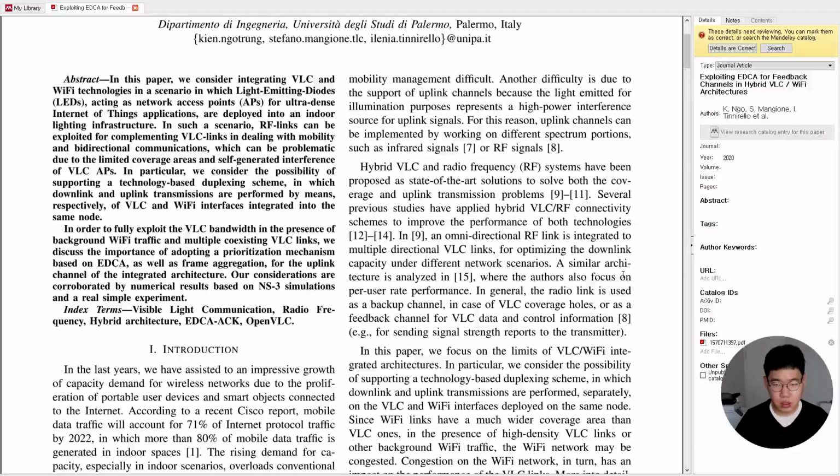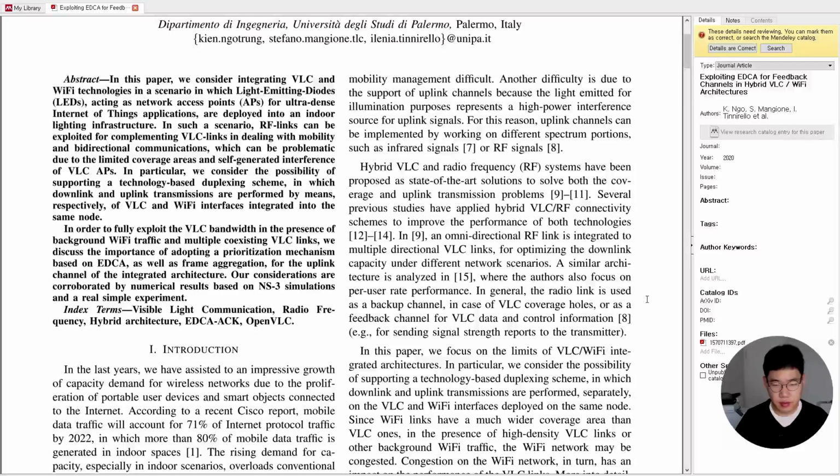where the authors also focused on per-user rate performance. In general, the radio link is used as a backup channel in case of VLC coverage holes or as a feedback channel for VLC data and control information, for example, for sending signal strength reports to the transmitter.